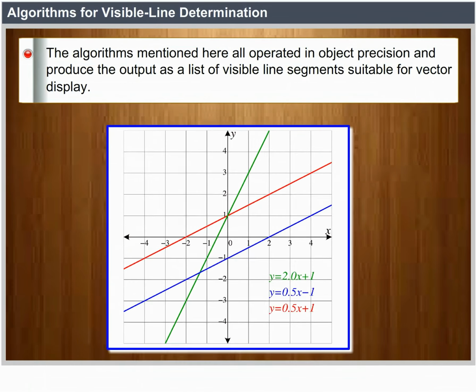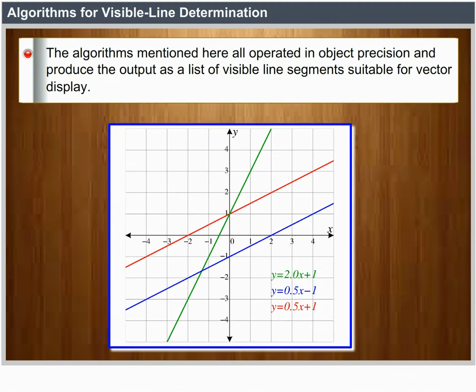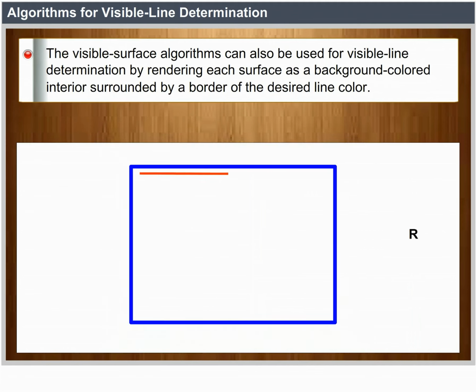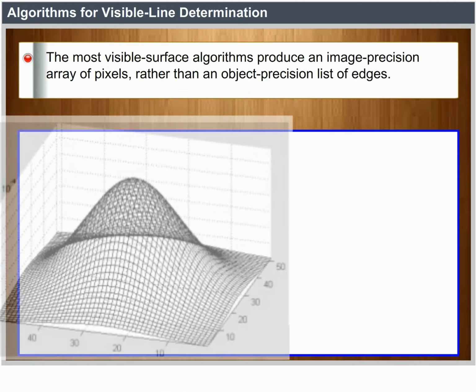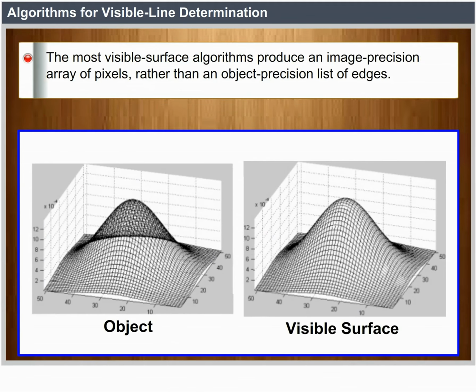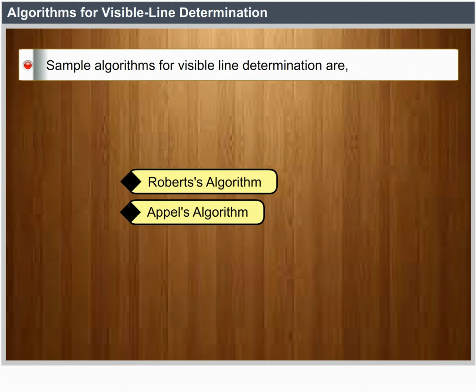Algorithms for visible line determination. The algorithms presented here all operate in object precision and produce as output a list of visible line segments suitable for vector display. The visible surface algorithms can also be used for visible line determination by rendering each surface as a background colored interior surrounded by a border of the desired line color. Most visible surface algorithms produce an image precision array of pixels rather than an object precision list of edges. Sample algorithms for visible line determination are Roberts' algorithm, Appel's algorithm, haloed lines.